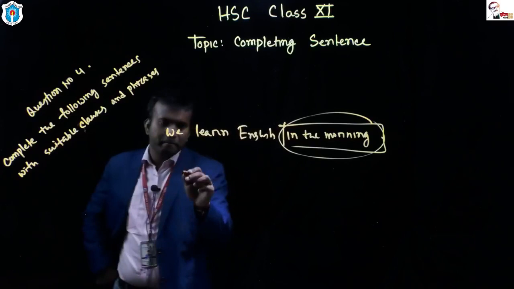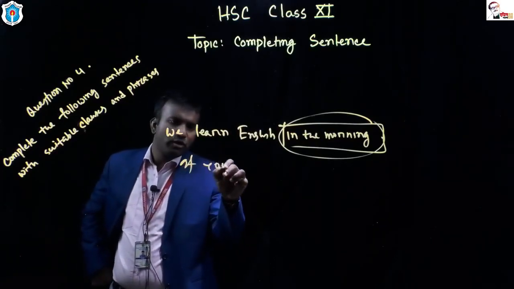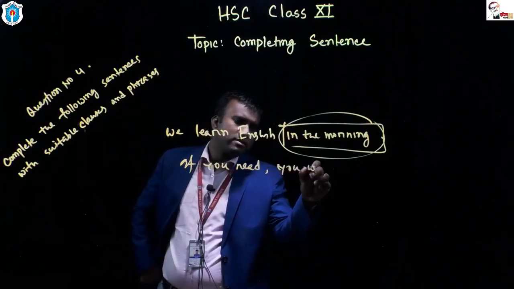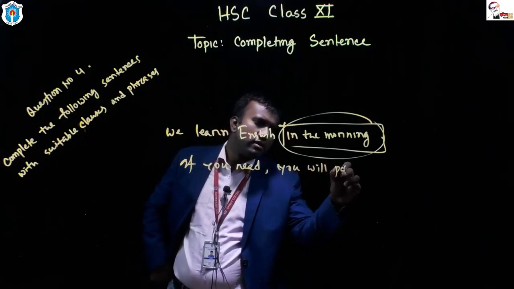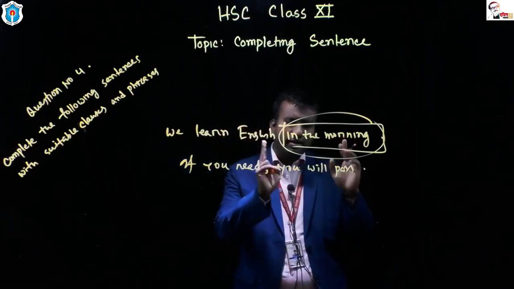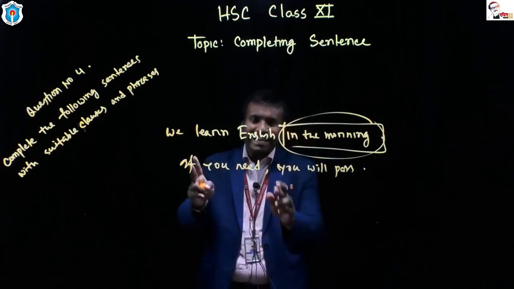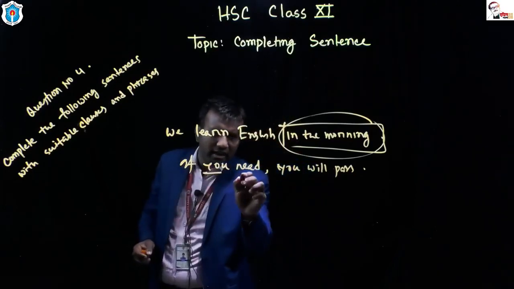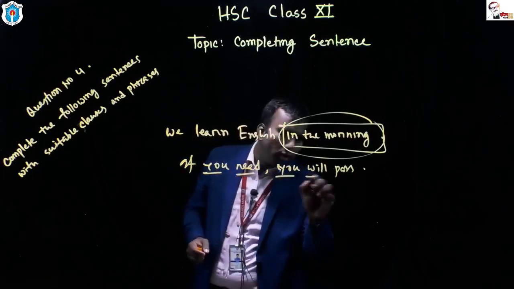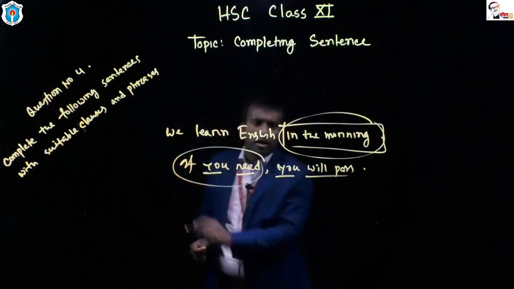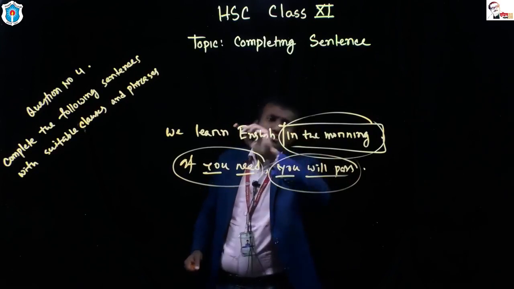Look at. If you read, you will pass. If you read, you will pass. This is a part and this is a part. In this sentence, we have got two parts. And each of the parts contains one subject and one finite verb. You is the subject, read is the finite verb. You is the subject, will pass is the finite verb. That's why you can call it a clause and you can call it a clause also.